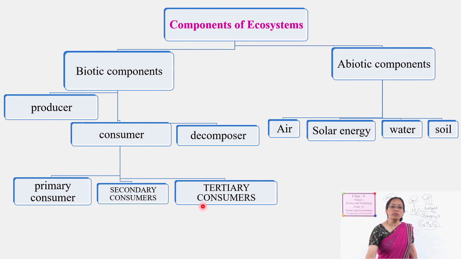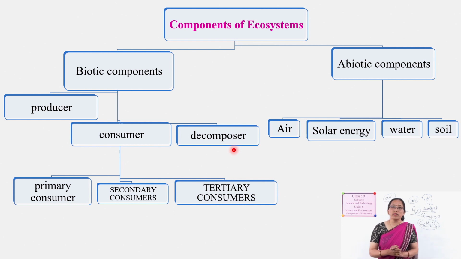And those consumers which feed on the secondary consumers are tertiary consumers. Even more than this, there are also quaternary and pentenary consumers, but we can see those only in some ecosystems.